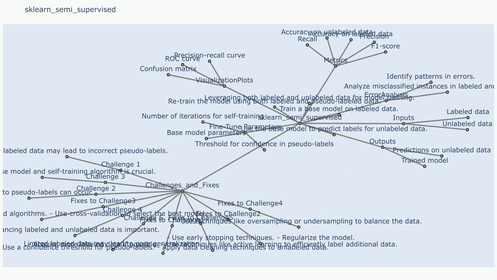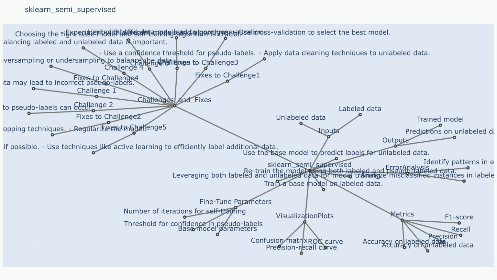Fixes to challenge 1. Oversampling or undersampling techniques can be applied to balance the class distribution in the unlabeled data. This ensures that the model learns from a more balanced representation of the data.